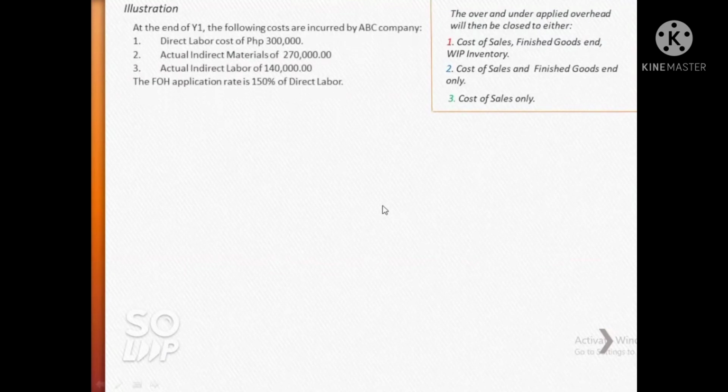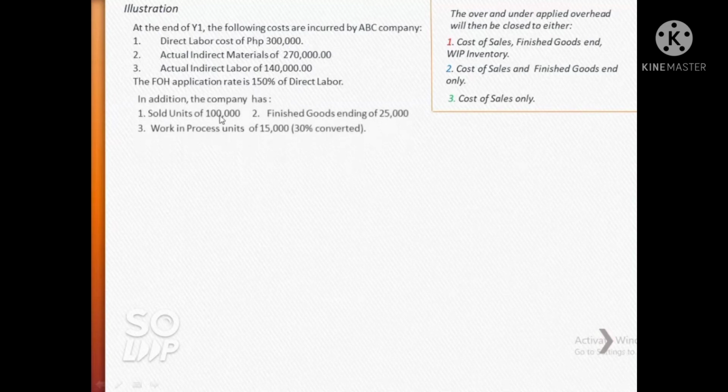So here is the illustrative problem. At the end of year 1, the following costs are incurred by ABC company. The direct labor cost is 300,000, the actual indirect materials is 270,000, and the actual indirect labor cost incurred is 140,000. The factory overhead application rate is 150% of direct labor. Since direct labor is 300,000 times 150%, that is 450,000.